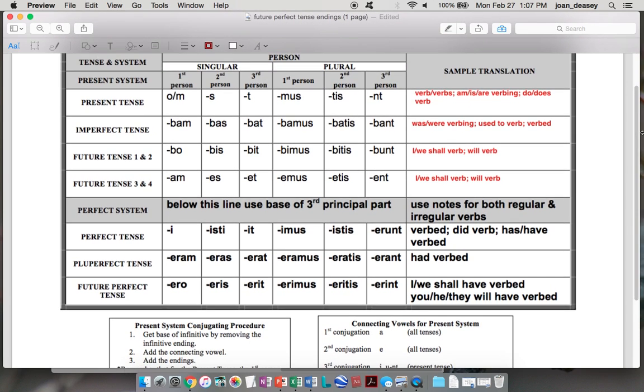Remember that we have songs only for the present, the imperfect, the future, and the perfect tense. They sound like this for the present tense.